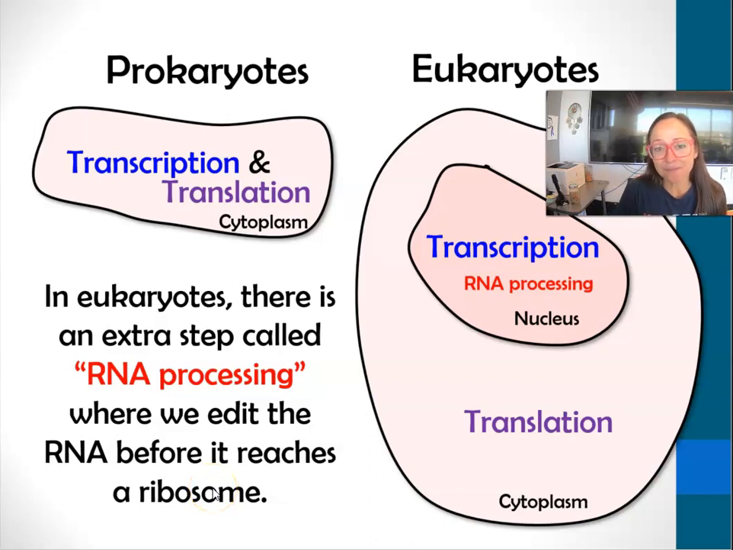Okay, so let's talk for a minute about RNA processing. After transcription happens in eukaryotes, so this does not happen in prokaryotes, but in eukaryotes, the RNA is going to be edited in a process called RNA processing. This is happening within the nucleus of eukaryotes.